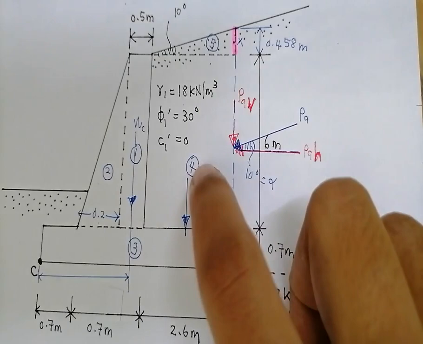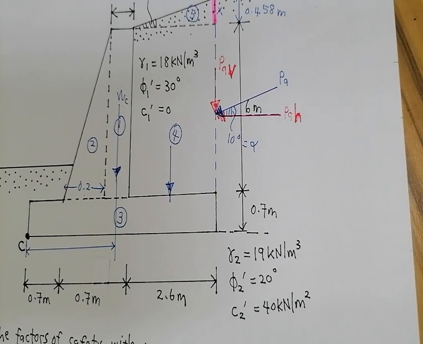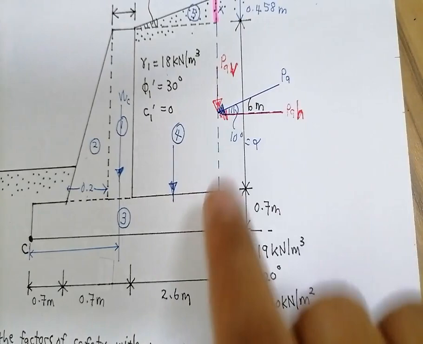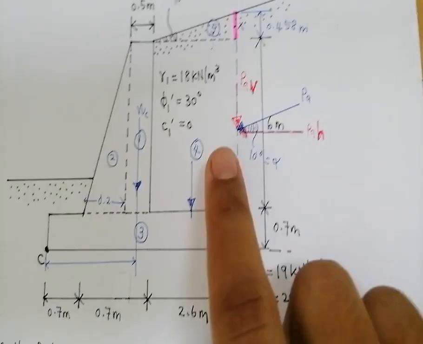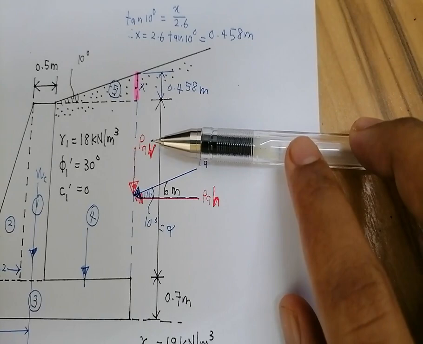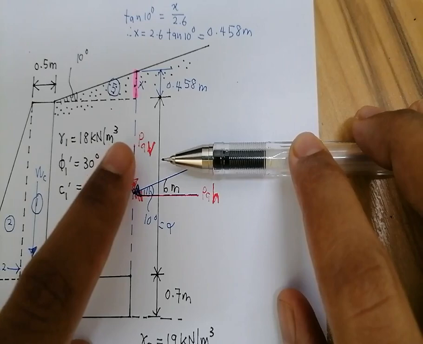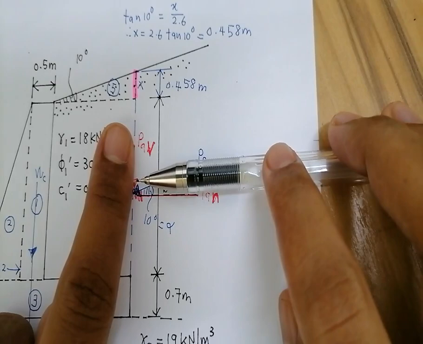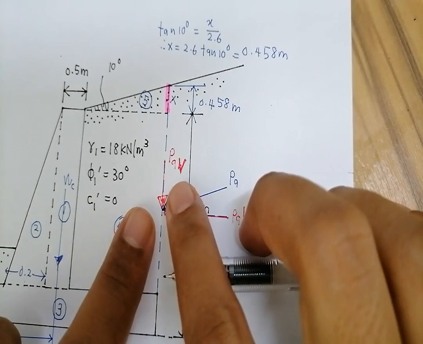So there is one more force that will resist your retaining wall from overturning. Let's say this Pa is the force coming from the soil. So PAV is another force that is resisting the retaining wall from overturning. So that's why we have to include PAV in our table too.